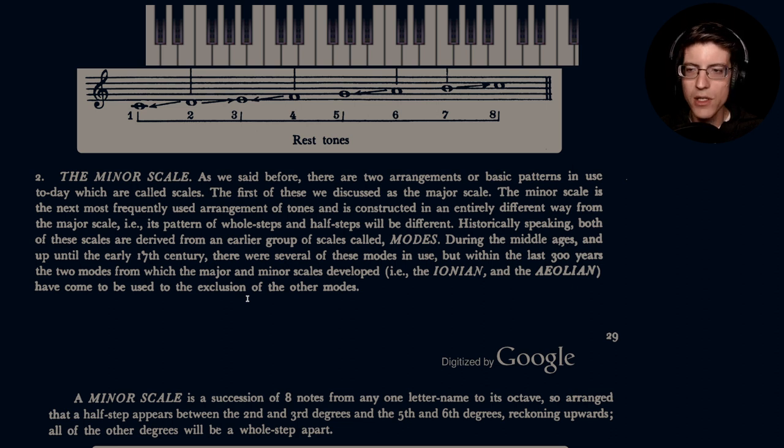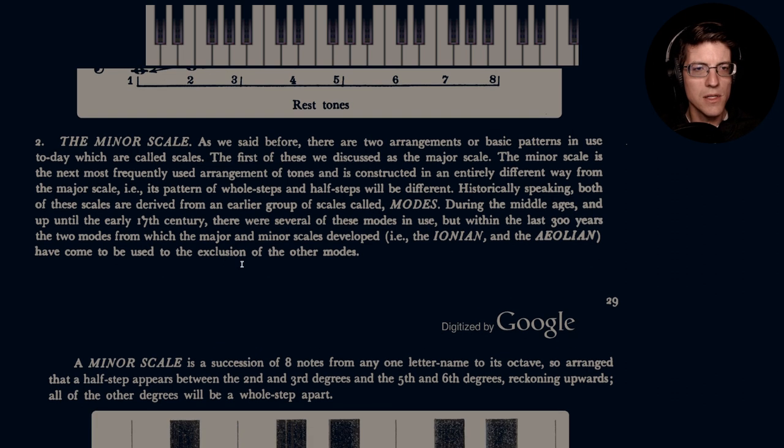During the Middle Ages and up until the early 17th century, there were several of these modes in use, but within the last 300 years, the two modes from which the major and minor scales developed, i.e. the Ionian and Aeolian, have come to be used to the exclusion of the other modes.